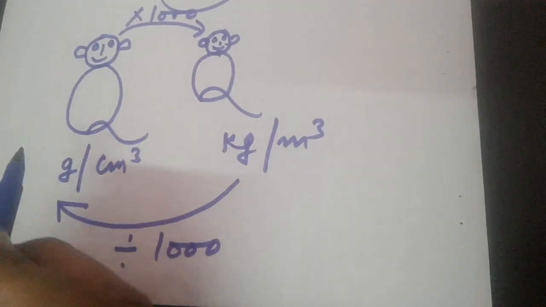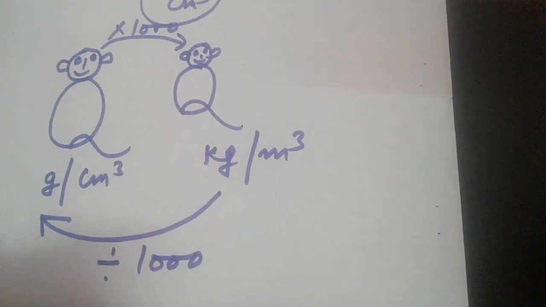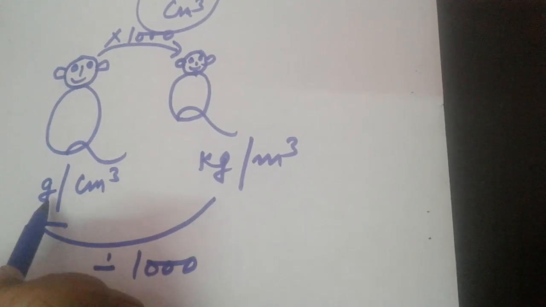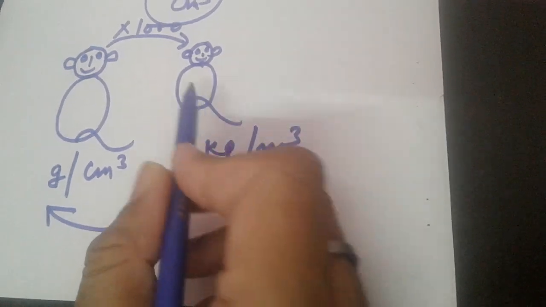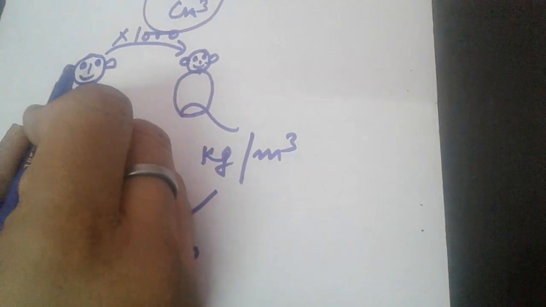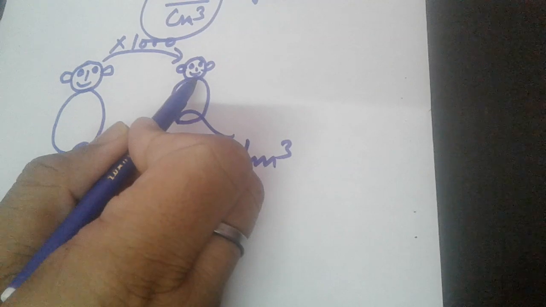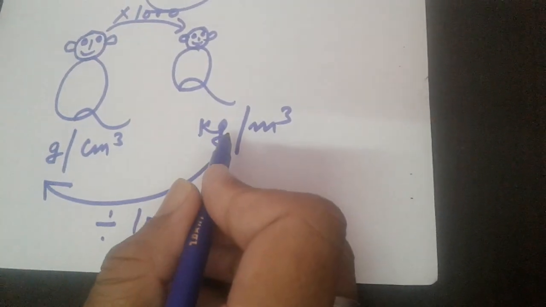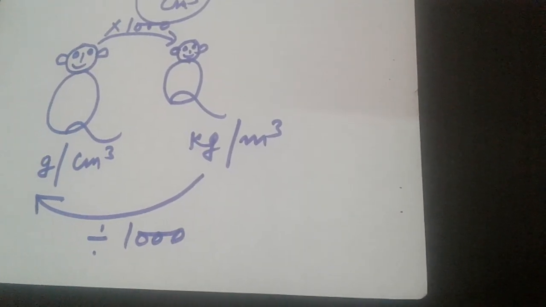Now you see, I have drawn these two monkeys. This is bigger monkey and this is smaller. And under this bigger monkey I have written gram per centimeter cube, means gram per centimeter cube is the bigger unit and kilogram per meter cube is the smaller unit. Is that clear? So when we go from bigger unit to smaller unit, means gram per centimeter cube to kilogram per meter cube, we multiply by 1000. And when we go kilogram per meter cube to gram per centimeter cube, we divide by 1000.